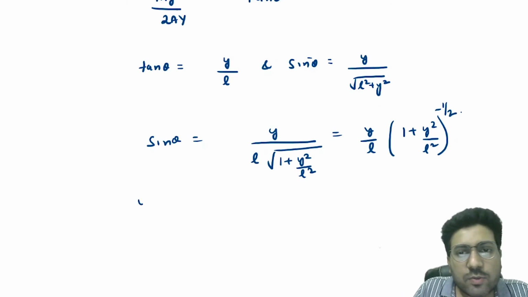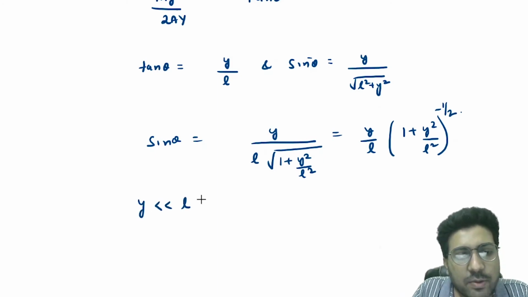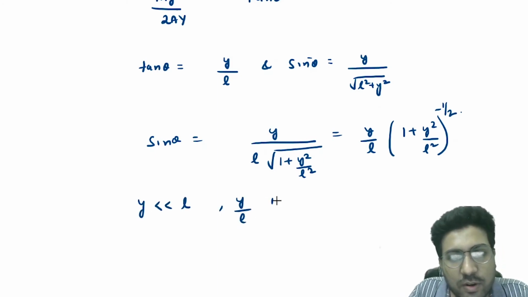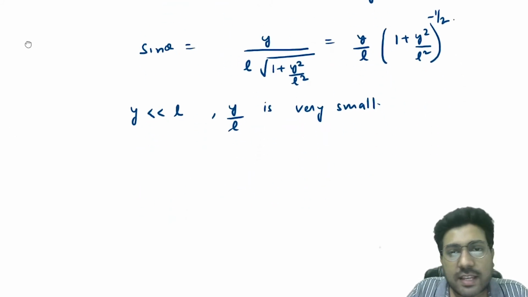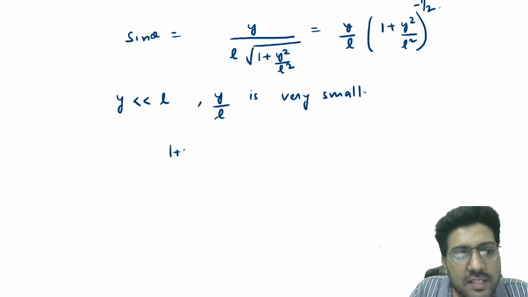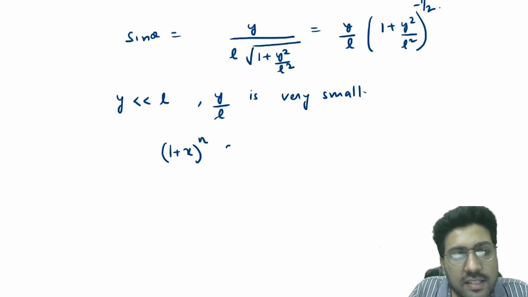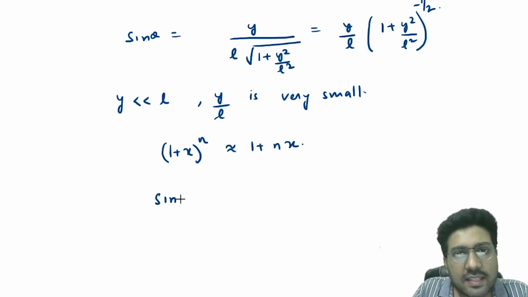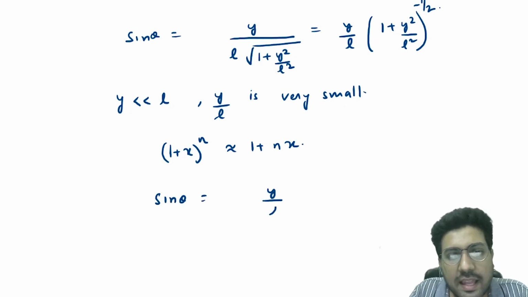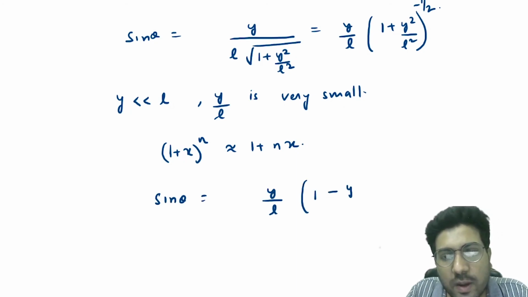Now because y is very small compared to L, y by L is very small, right? Then y square by L square will be even smaller. So if y by L is very small, we can use this approximation, (1 plus x) whole power n is nearly equal to 1 plus nx. So you will say sin theta is equal to y by L into (1 minus y square by 2L square).